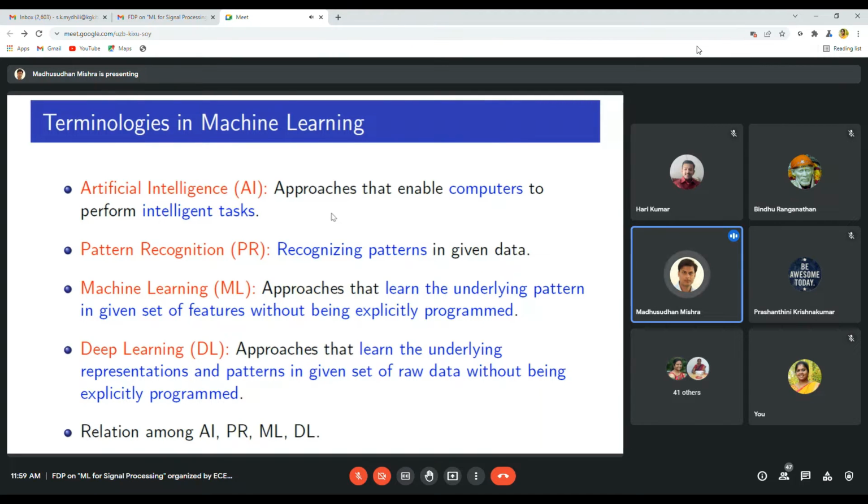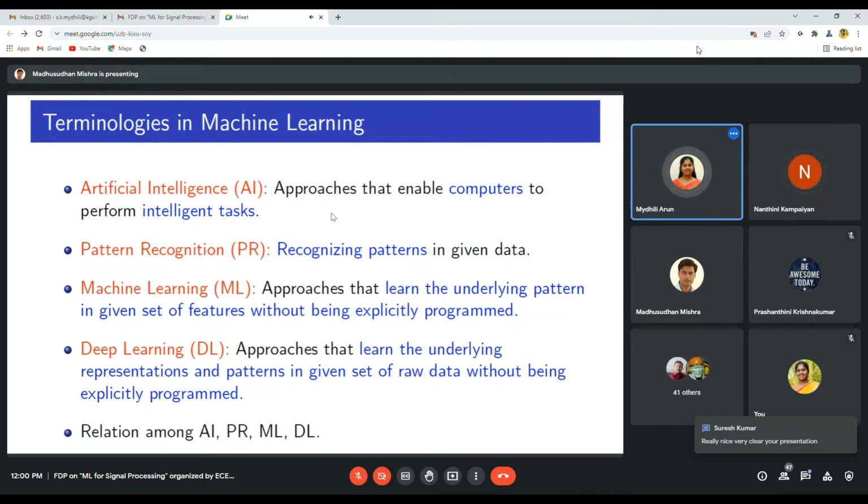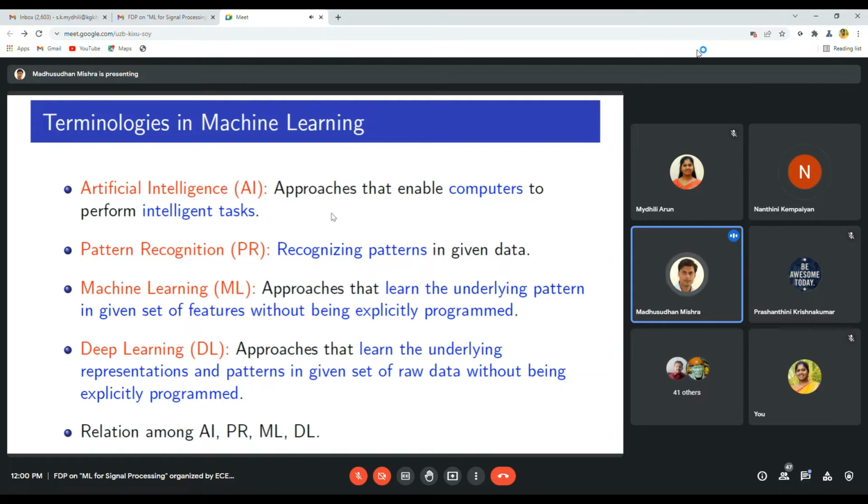Before we start our discussion on machine learning, let us get familiar with certain terminologies which are frequently used in machine learning. Am I audible to you all? Yes, sir, it is audible. Okay, thank you. If you have any queries, you can stop me and we can have a discussion. I hope the signal processing part is all right. Yes, sir, it is clear. Okay, thank you, ma'am.